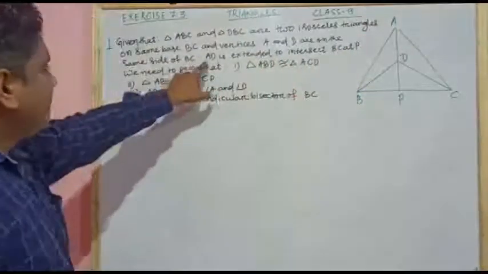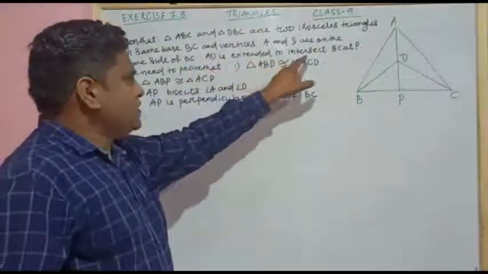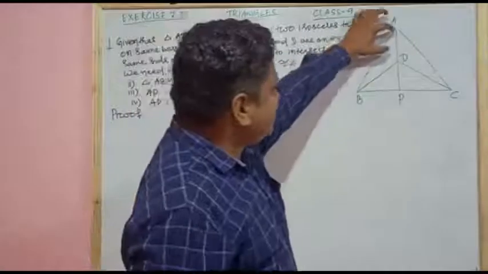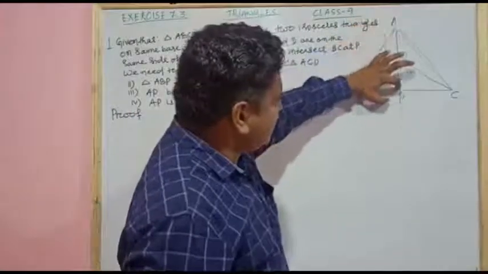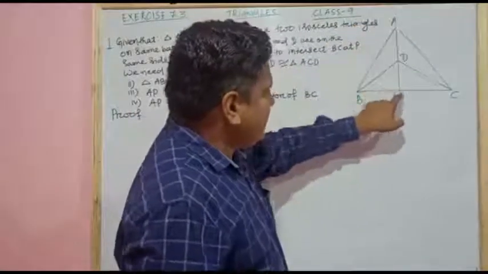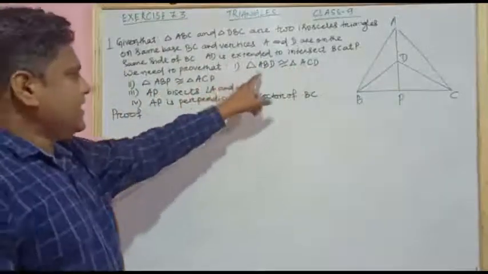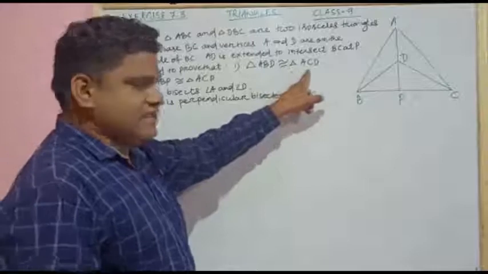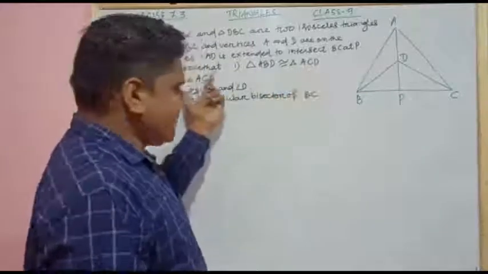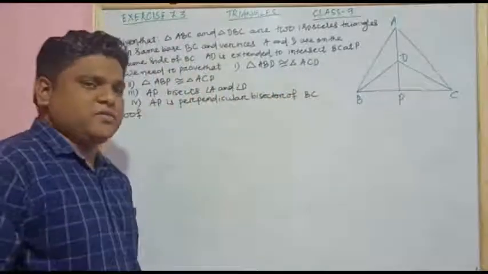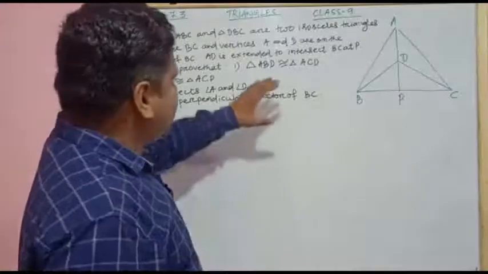These are given on the same base BC, and vertices A and D are on the same side of BC. Once again, AD is extended to intersect BC at P. We need to prove that triangle ABD and triangle ACD are congruent. Also, the second, third, and fourth bits we have to prove. It is written. Let's see the first bit.